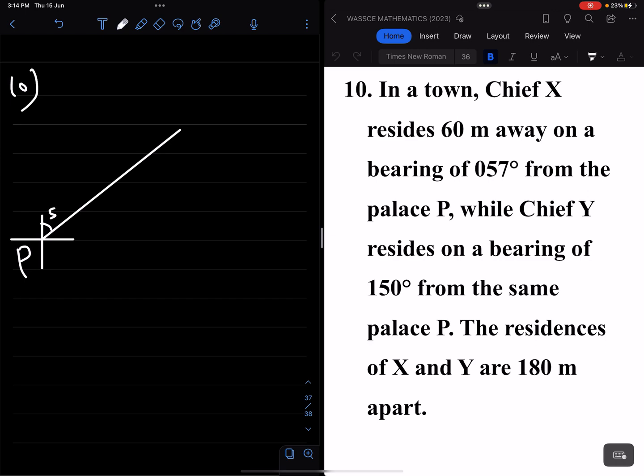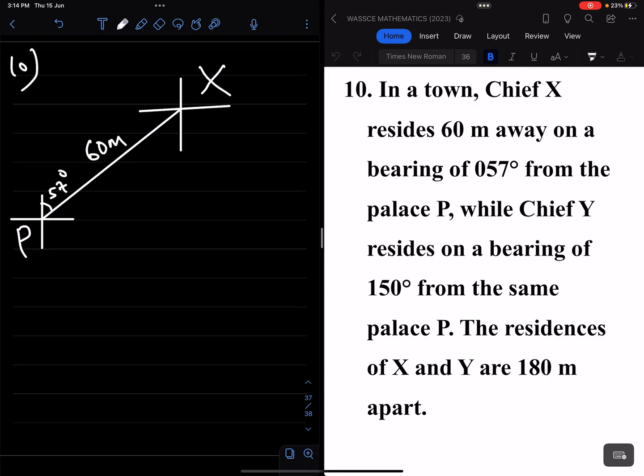And this is 57 degrees. And I want to make this where Chief X resides. So this is X. X is 60 meters away from the palace, while Chief Y resides on a bearing of 150 degrees from the same palace. Chief Y is on a bearing of 150 degrees from the same palace. Let this be the 150 degrees.